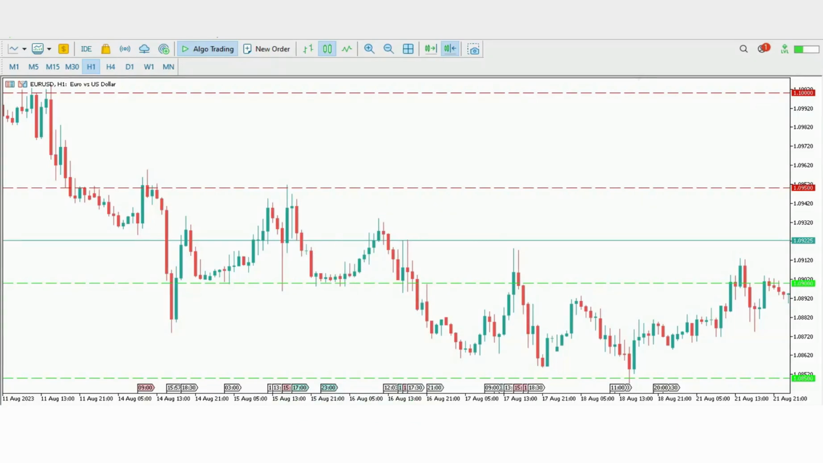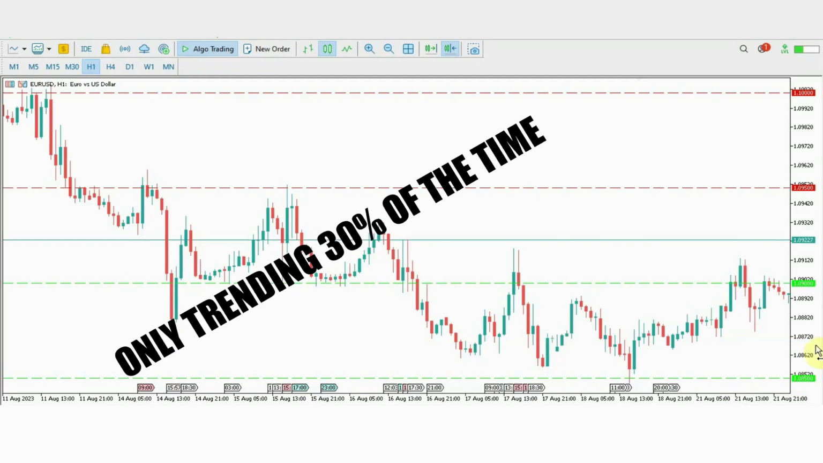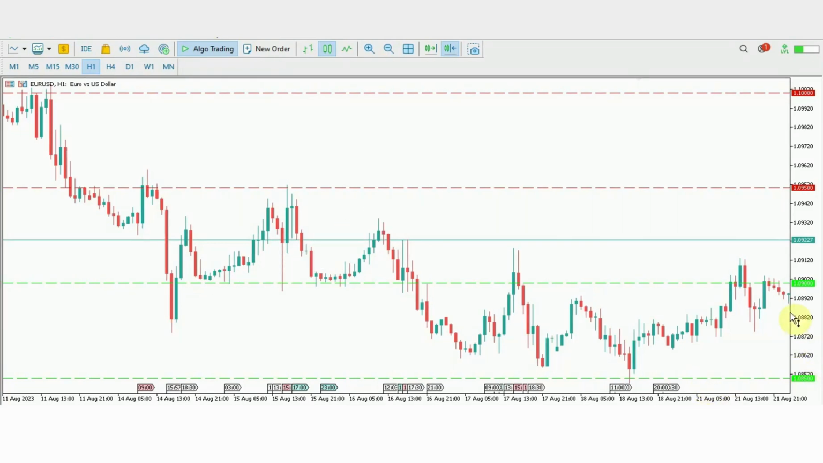Trading like this is favorable to most Forex traders because, statistically speaking, the market is only trending 30% of the time. The rest of the time, the market is consolidating. It's in a range, so most of the time it's just bouncing up and down in a tight area. That is why many traders prefer these types of trading strategies, because they're able to make a lot of profit when price is bouncing between different areas.